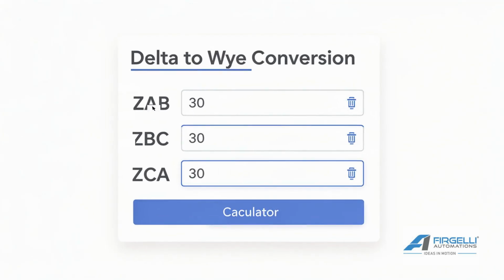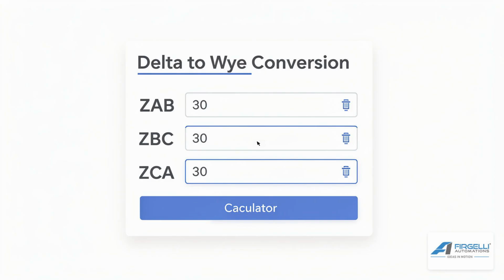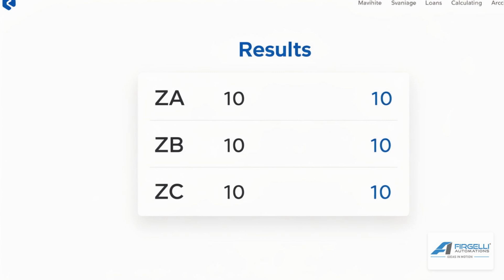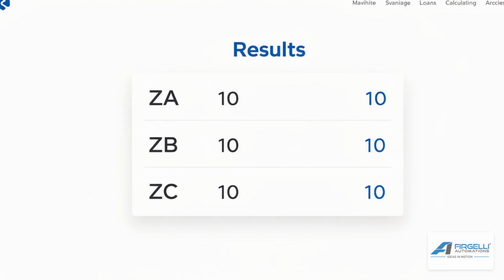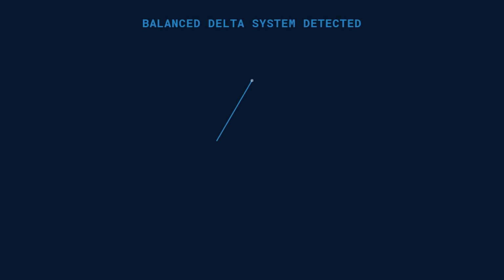Let's calculate with ZAB, ZBC, and ZCA all set to 30 ohms. After clicking Calculate Transformation, the results show Z_A equals 10.0000 ohms, Z_B equals 10.0000 ohms, and Z_C equals 10.0000 ohms.